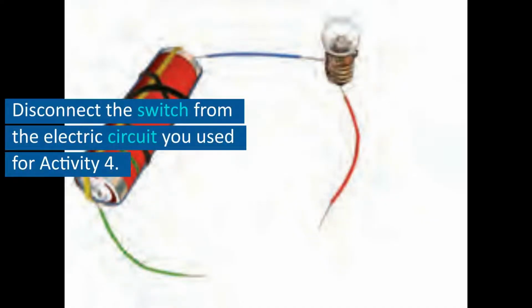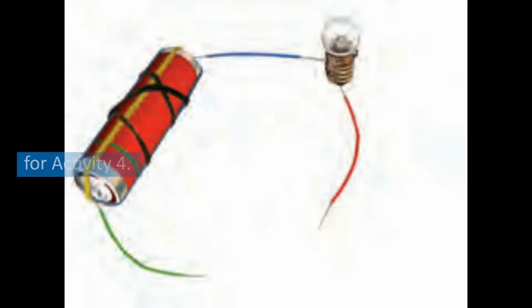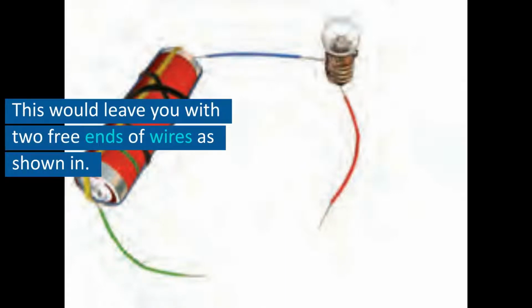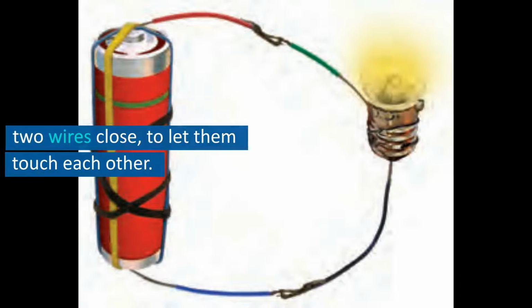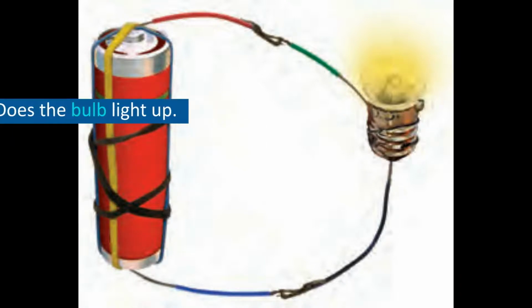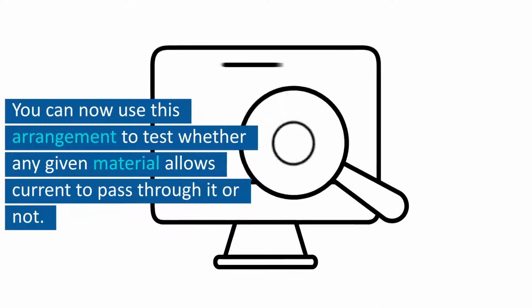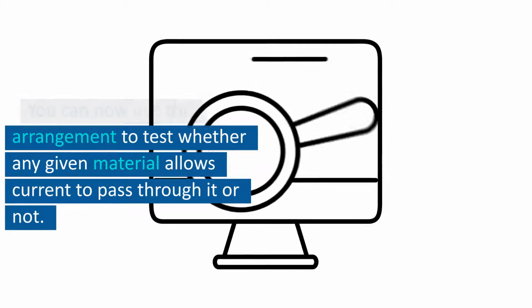Let us find out. Disconnect the switch from the electric circuit you used for activity 4. This would leave you with two free ends of wires. Bring the free ends of the two wires close to let them touch each other. Does the bulb light up? You can now use this arrangement to test whether any given material allows current to pass through it or not.